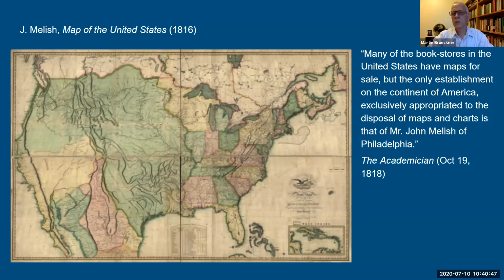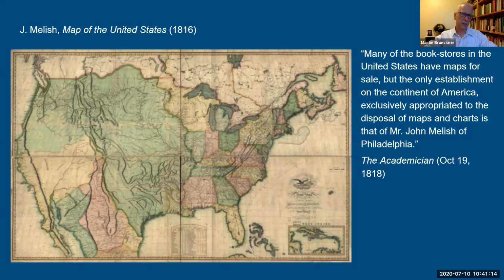The quote that I'm citing here in the margins was published in the Academician, which is one of the very first teachers' journals. The reviewer of the Mellish map portfolio declares that many of the bookstores in the United States have maps for sale, but the only establishment on the continent of America exclusively appropriated to the disposal of maps and charts is that of Mr. John Mellish of Philadelphia.